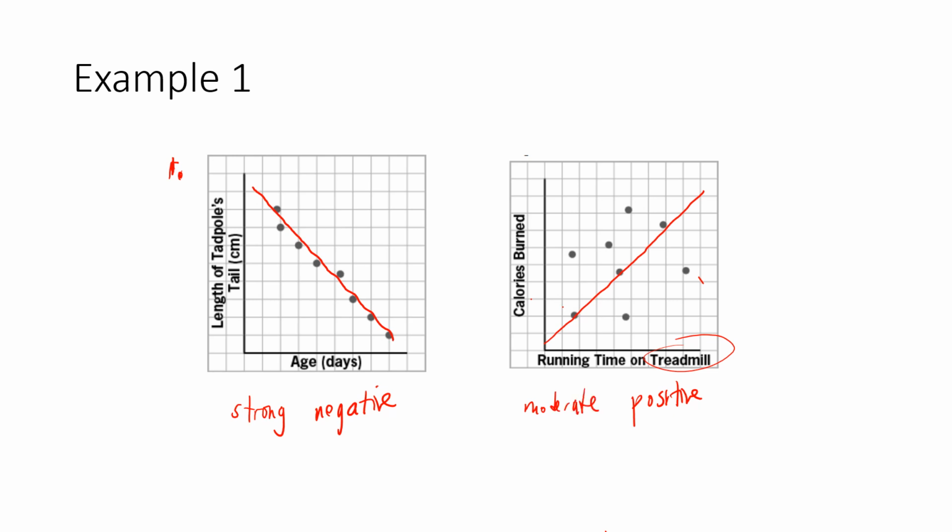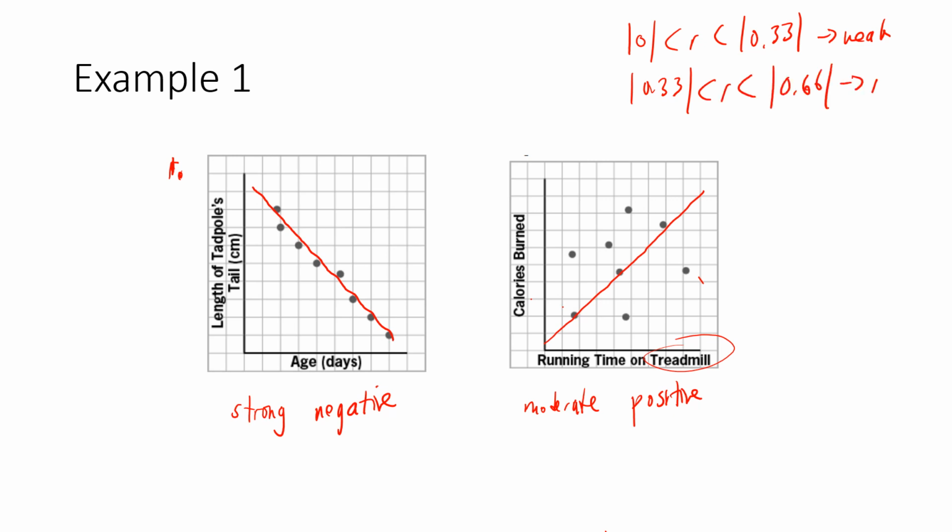If I have absolute values between 0 and 0.33, I'm going to call that a weak relationship. If it's between 0.33 and 0.66, I'm going to call that a moderate relationship. Moderate meaning medium. If it's between 0.66 and 1, that's a strong relationship.